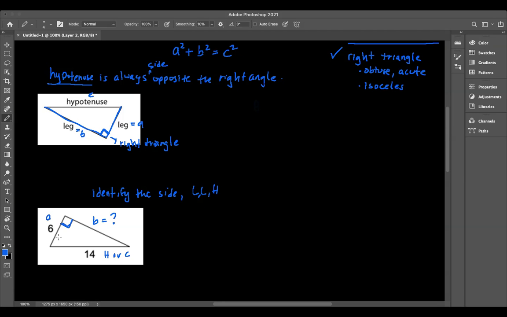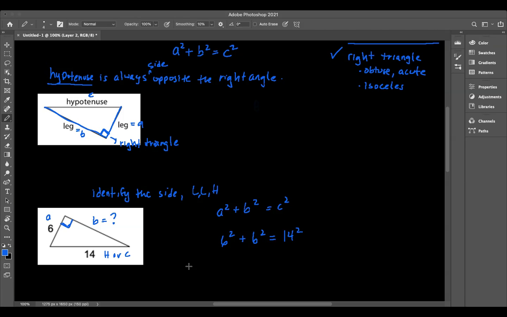We have to find the B. Now let's think about it. How are we going to do this? Let's take out the equation: A squared plus B squared equals C squared. We know we have the A, so we're going to substitute 6 squared. We don't have the B squared. And then we have 14 for C, so that's going to be 14 squared. Just like that. Now let's go ahead and solve this.